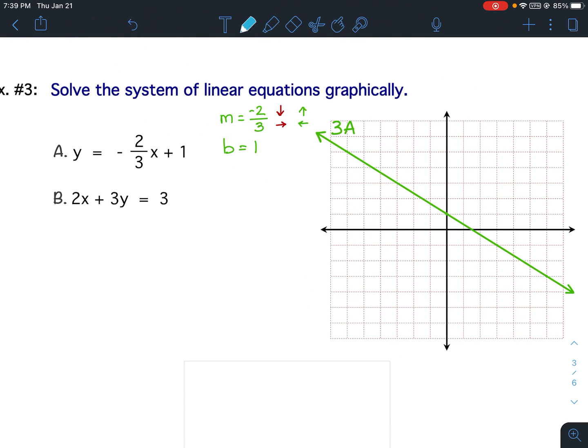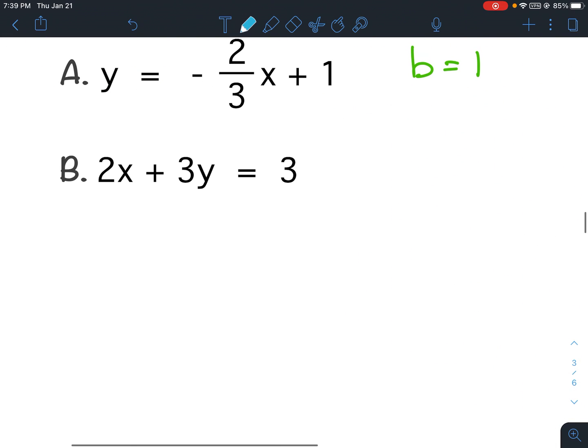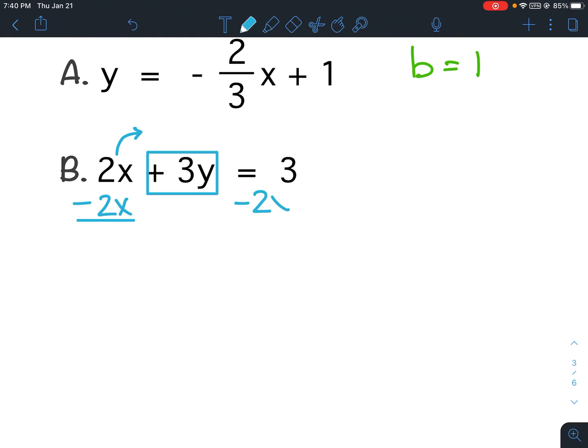Okay, let's go to line B. Unfortunately, x and y are on the same side, and y has a coefficient, so that means it's going to take 2 steps to isolate the y. First, I'm going to box that, knowing that that's my last step. So I need to take the 2x to the other side of the equation. It's positive 2x, so I will subtract 2x from both sides. They cancel. Bring down the 3y equals negative 2x plus 3.